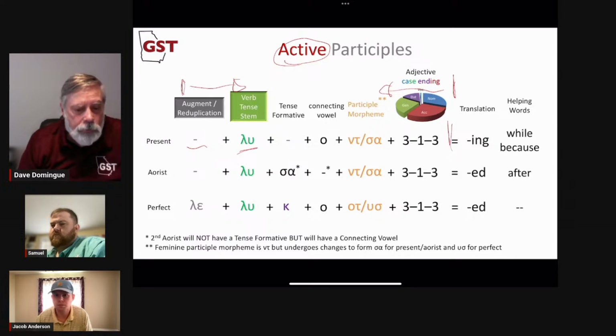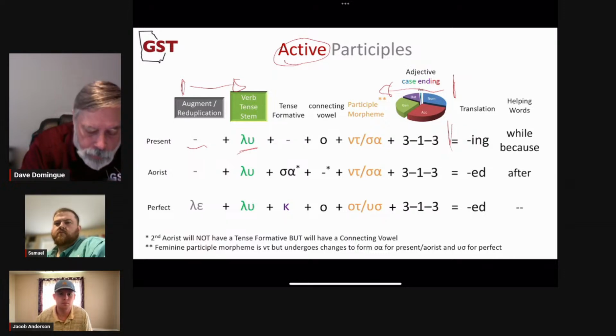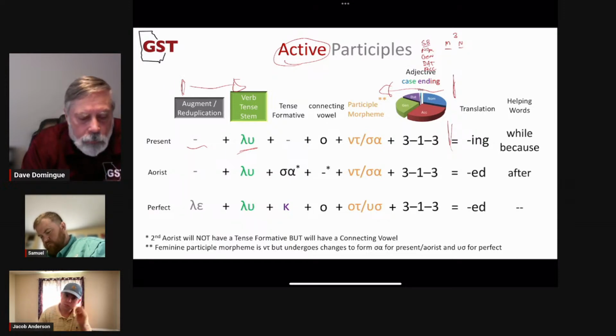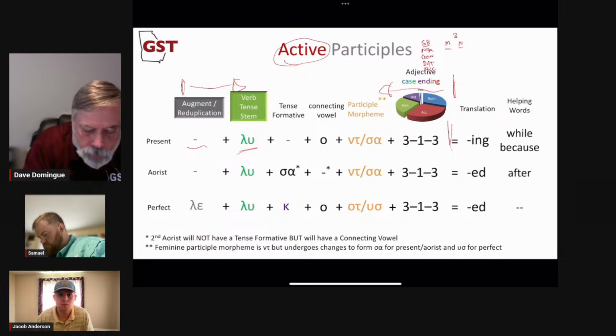Do you remember the 313 declension pattern? Third declension, masculine and neuter. Okay, we have our nominative, we have our genitive, we have our dative, and we have our accusative, singular. Do the same thing with the plural. I'll just do the singular for now.